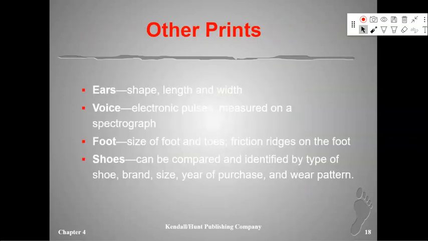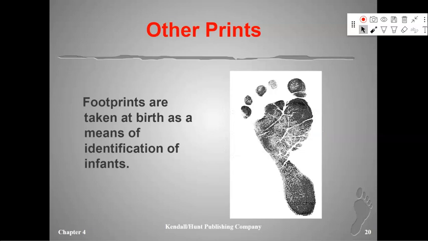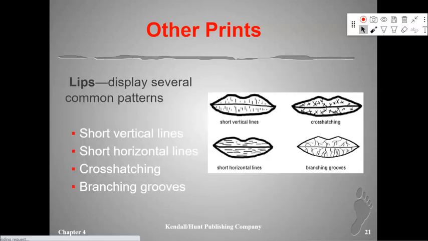All right, other prints are your ears. Your ears have a unique shape, length, and width. Your voice does as well. Your foot, right? If you actually look at the bottom of your foot or your toes, you have like fingerprints on your toes. And then shoes, there's definitely prints there. They're not always individualized, which we've talked about. All right, you've got your whole palm, which has unique prints to it. Footprints, like I just said, they actually use them for babies at birth for identification.